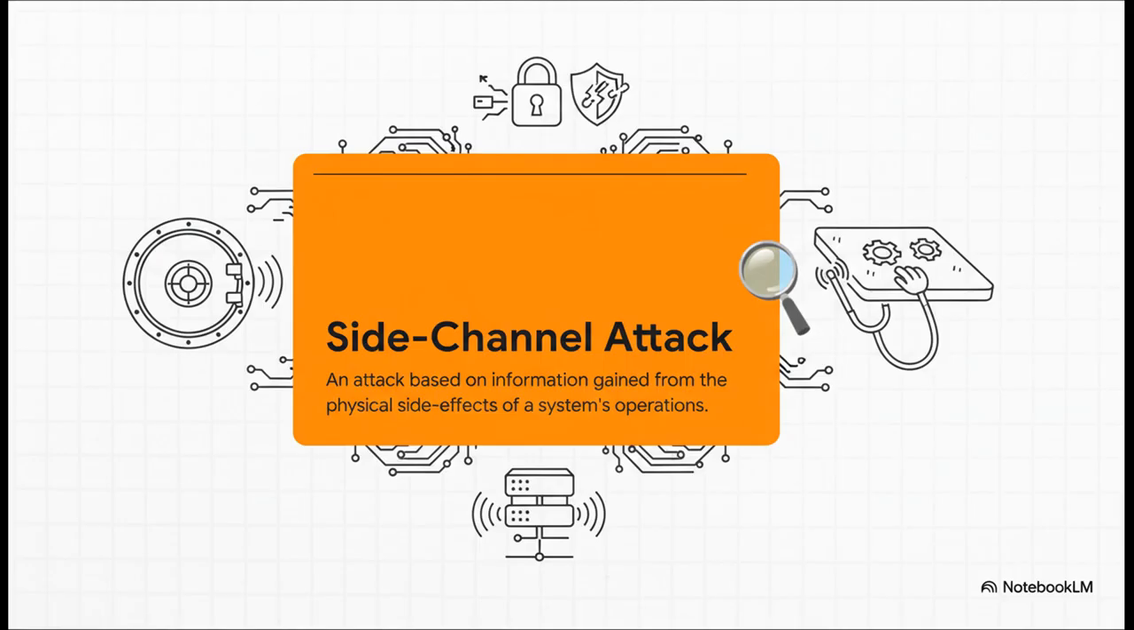And the best analogy is this. Instead of trying to blow the door off a bank vault with dynamite, you're a safecracker. You just press your ear to the metal and quietly listen for the tiny clicks of the tumblers as they fall into place to figure out the combination. Attackers are doing the digital version of that, listening to the physical side effects of a computer at work.